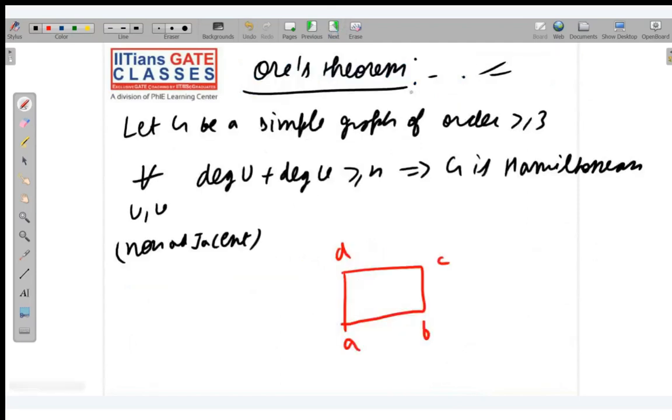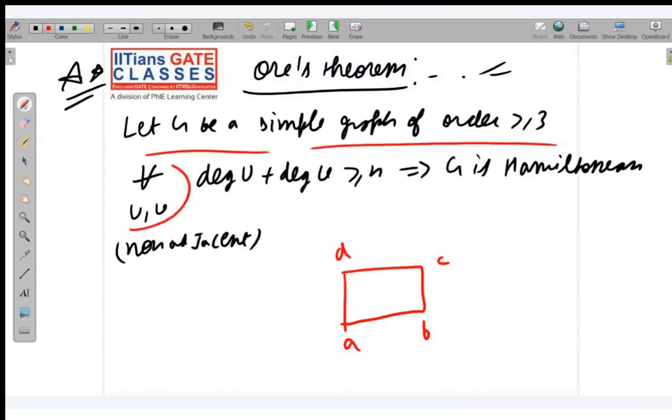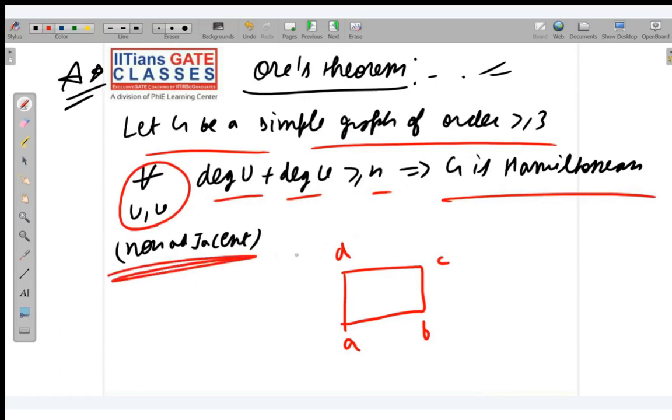Next is Ore's theorem. This has been asked directly in GATE. Let G be a simple graph of order greater than or equal to 3. For all u, v, that means for all non-adjacent vertices, degree of u plus degree of v should be greater than or equal to n, which implies G is Hamiltonian. So for every pair of non-adjacent vertices, if you add their degrees and that is greater than or equal to n, then we will say G is Hamiltonian.